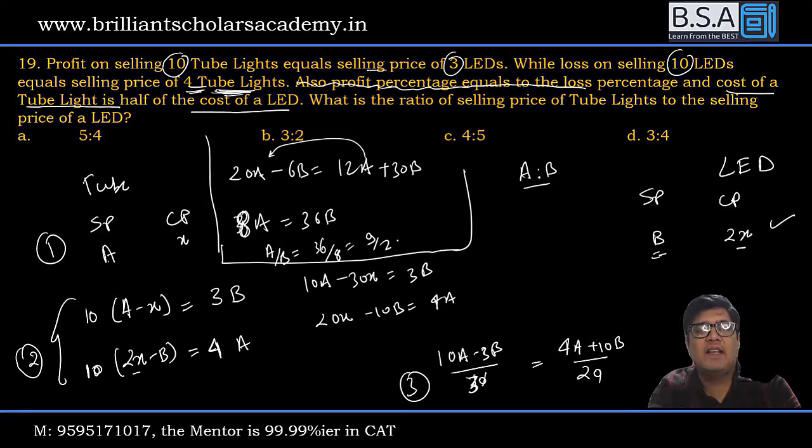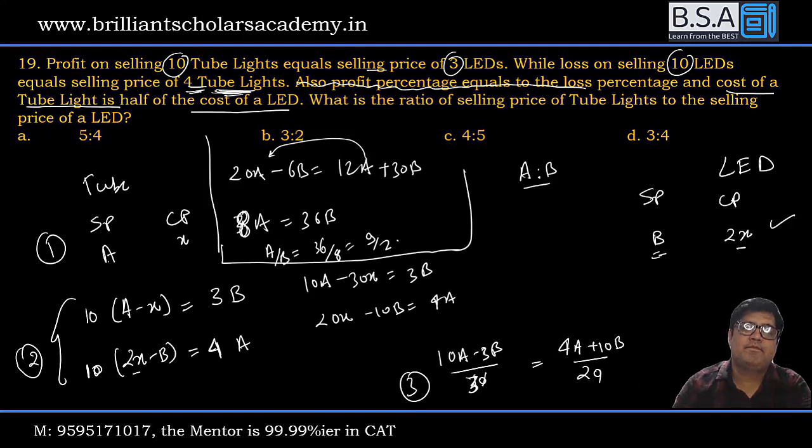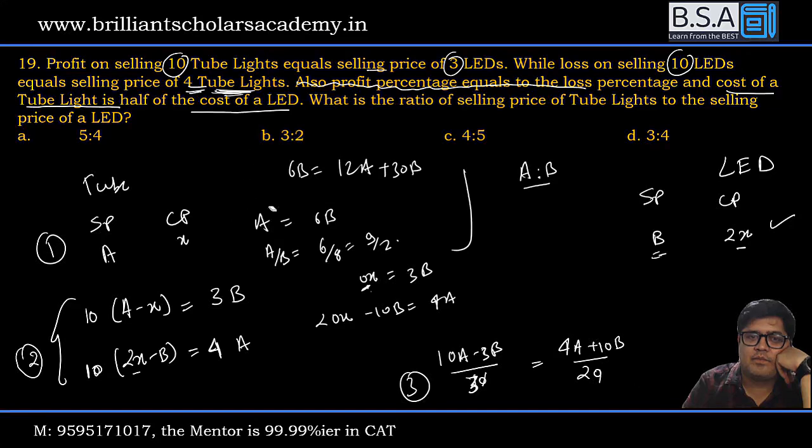Did I make a mistake? This is not 30x, this is 10x. Silly mistakes will cost you. Avoid silly mistakes.